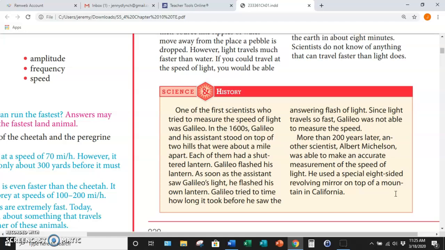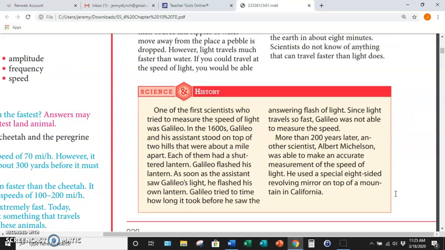More than 200 years later, another scientist, Albert Michelson, was able to make an accurate measurement of the speed of light. He used a special 8-sided revolving mirror on top of a mountain in California.